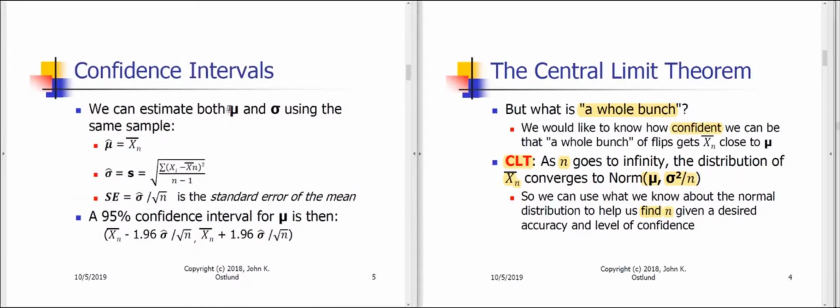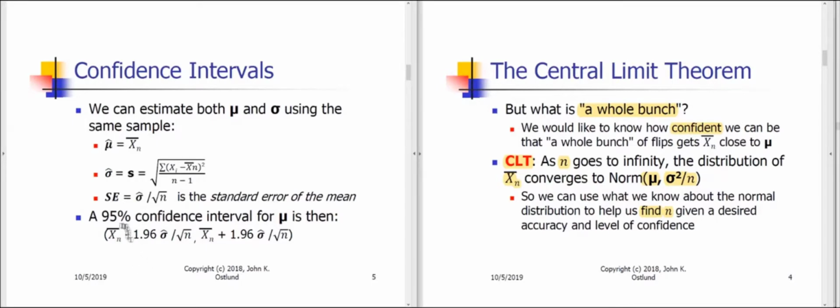But in fact, it's more common that we don't know the actual mean and the actual variance of our random variable in advance. All right, so we can use X_n bar as an estimate of the true mean, and we can use the sample standard deviation as an estimate of the square root of the variance. The sample standard deviation divided by the square root of n gives us the so-called standard error of the mean. That is, the standard deviation of the mean of X, not the standard deviation of X itself.